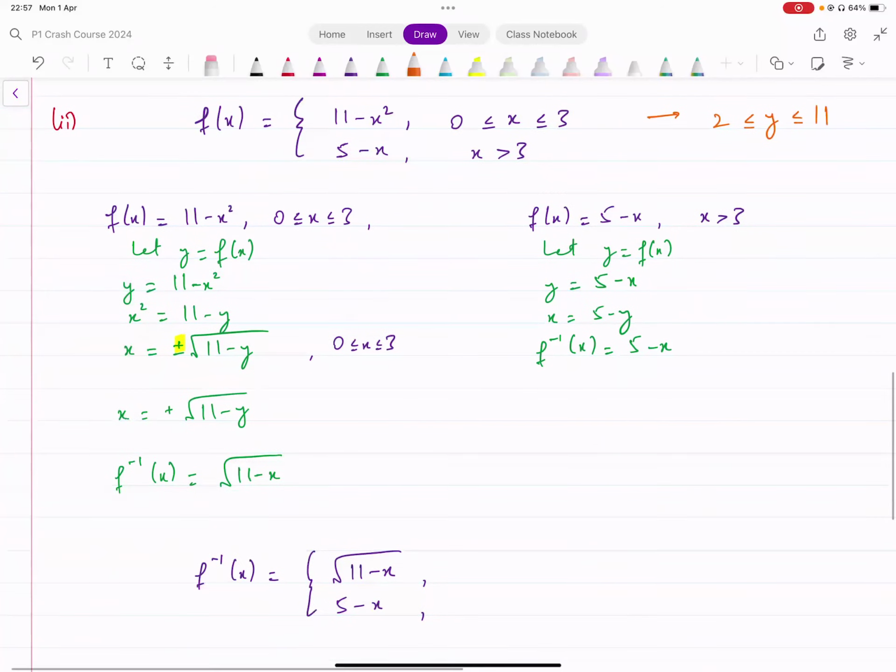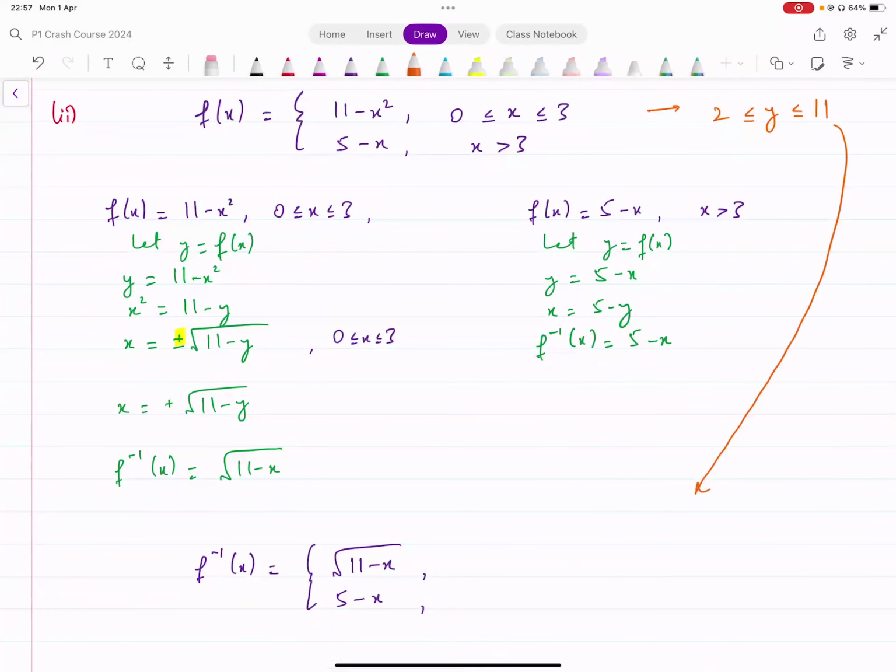What does that tell us about the domain of the inverse function? The domain for square root of 11 minus x should be from 2 to 11. Okay, this should be from 2 to 11. Make sense? The range of the original function is from 2 to 11 for this part. So this should be 2 to 11 as well, the domain of the inverse function.